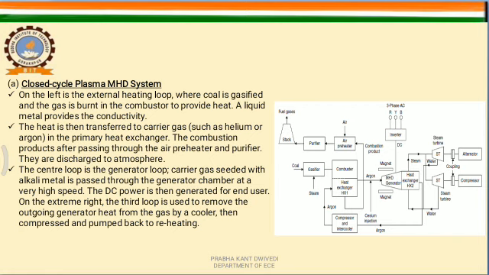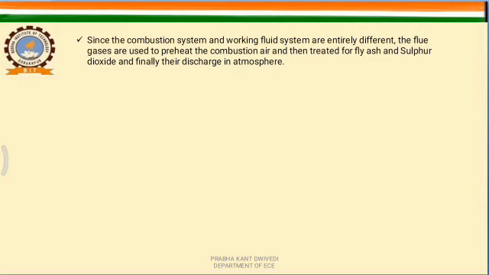The center loop is the generator loop. The carrier gas seeded with the alkali metal is passed through the generator chamber at a very high speed. The DC power is then generated for the end user. On the extreme right, the third loop is used to remove the outgoing generator heat from the gas by a cooler, and the gas is then compressed and pumped back for reheating.